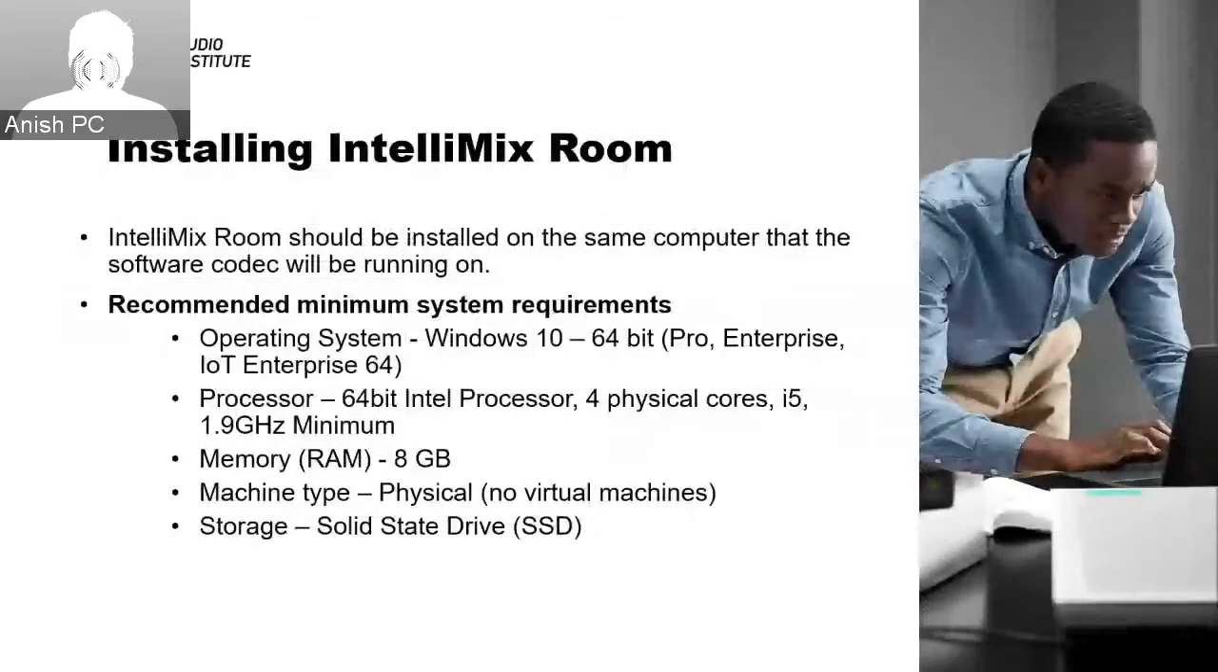The IntelliMix room should be installed on the same computer that the video conferencing codec will be running on. The operating system should be Windows 10 64-bit. The processor must be a 64-bit Intel processor with 4 physical cores and a minimum i5 1.9 gigahertz configuration. The memory must be at least 8 gigabytes, and it must be installed on a physical machine. IMX room will not operate on a virtual machine as of now, and we would recommend a solid state drive for storage.